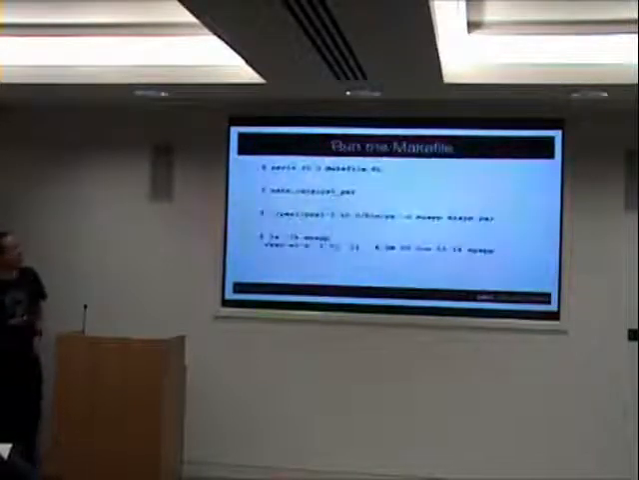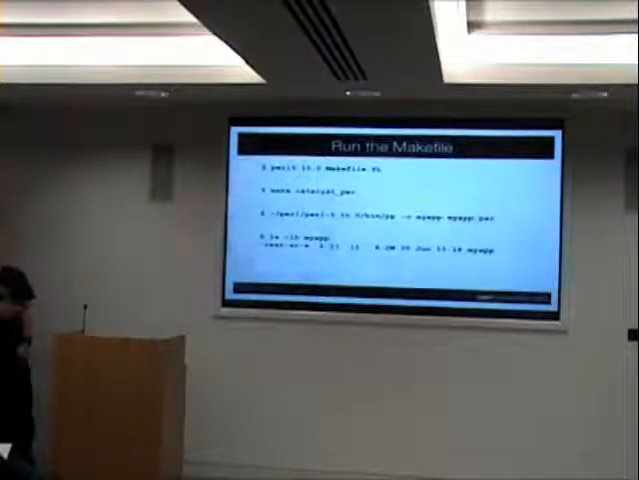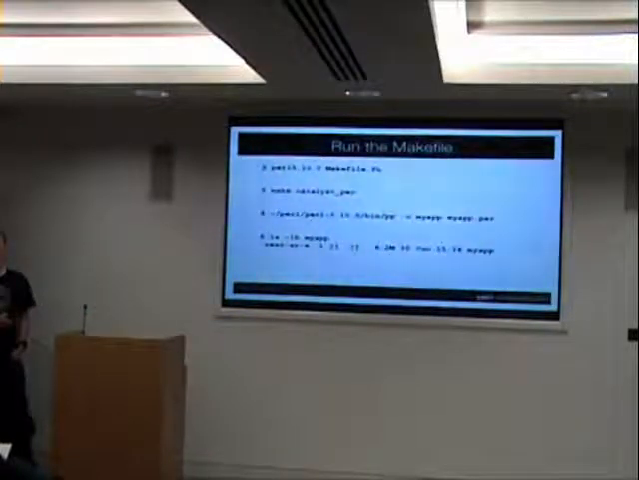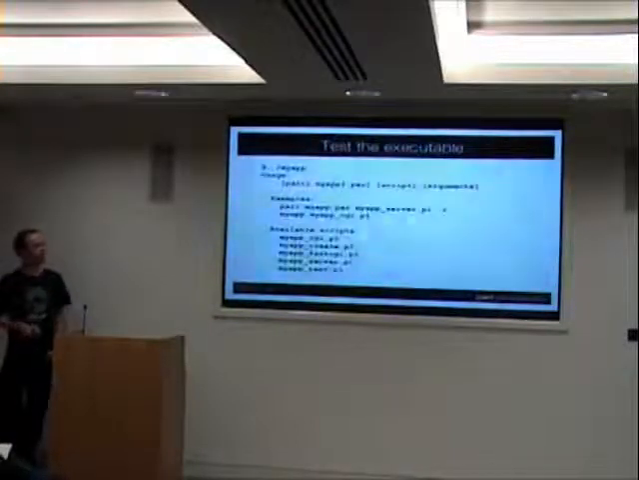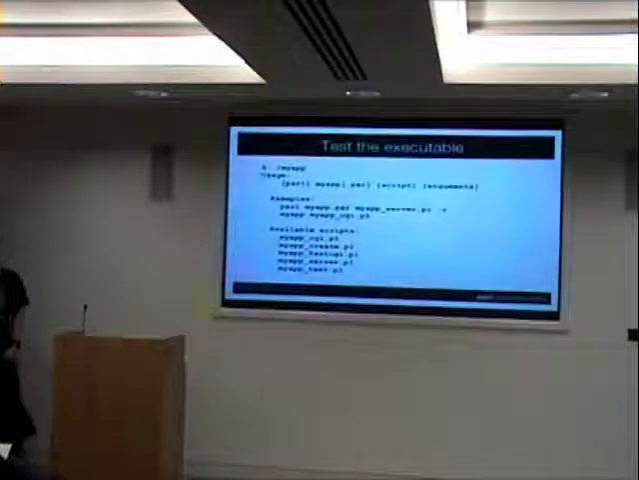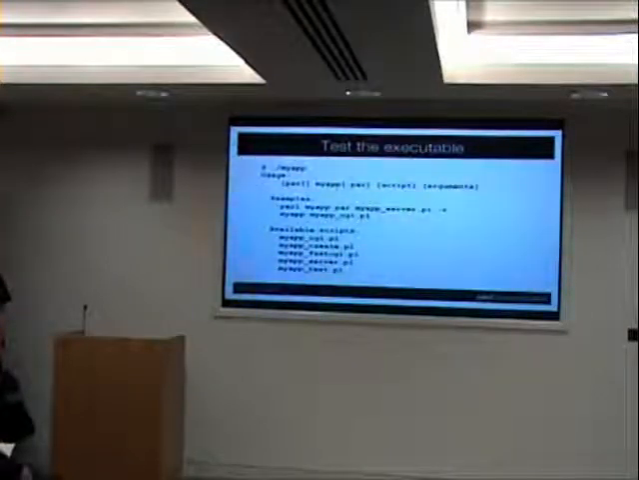So put that in, run your Makefile, and that gives you a make target, catalyst_par. Run that, and then use pp, which is the PAR Packager, to turn that into an actual executable. So you've then got a reasonably large file, but it is executable and you can run it. So try and run it, and it gives you this usage information.